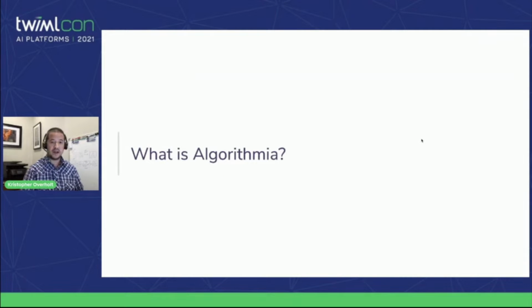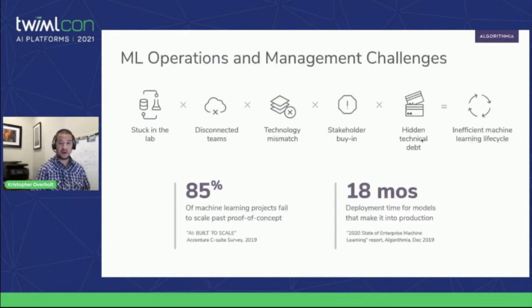So let's first start out and just talk about a high-level overview of what is Algorithmia and what problem we are solving. So Algorithmia is an ML operations and management platform, and there's a lot of challenges that we see out there as people are trying to move their models from training into production or deployment. You can see all of the different reasons that this cycle isn't as efficient as it could be.